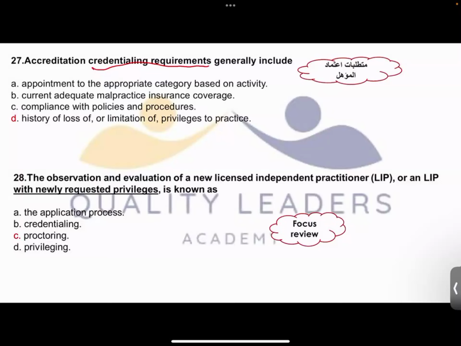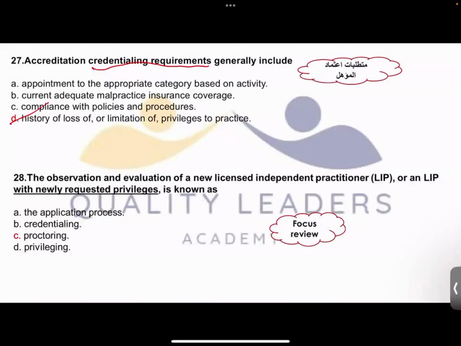So what is D? Yes, it is the history of loss of or limitation of privileges to practices. The three, A, B, and C, are all true. Okay. For number... sorry, yes, Doc. It is only one. Okay.